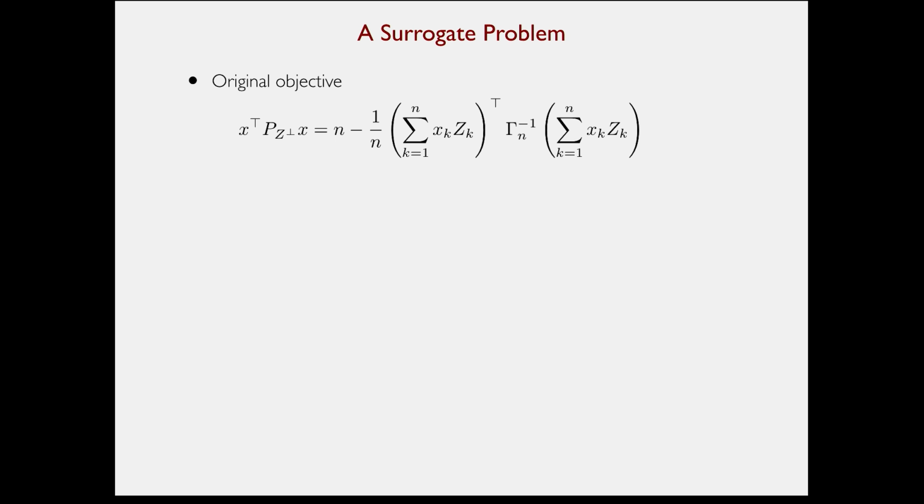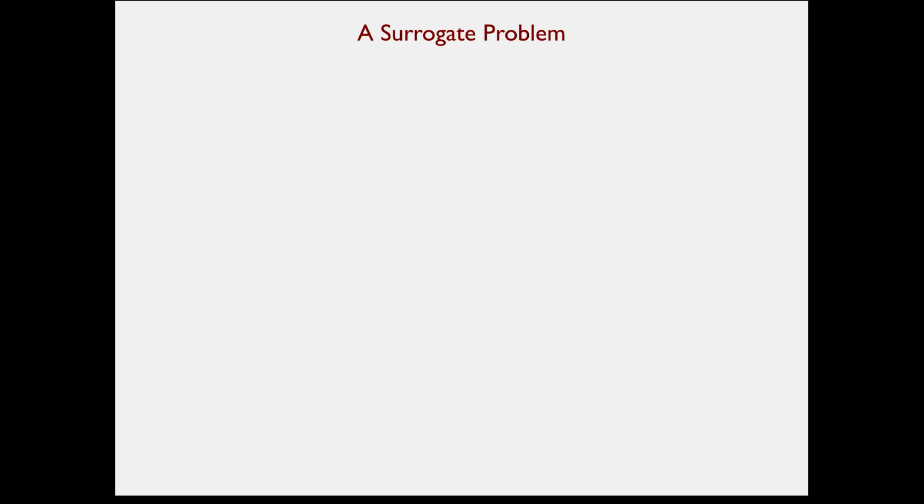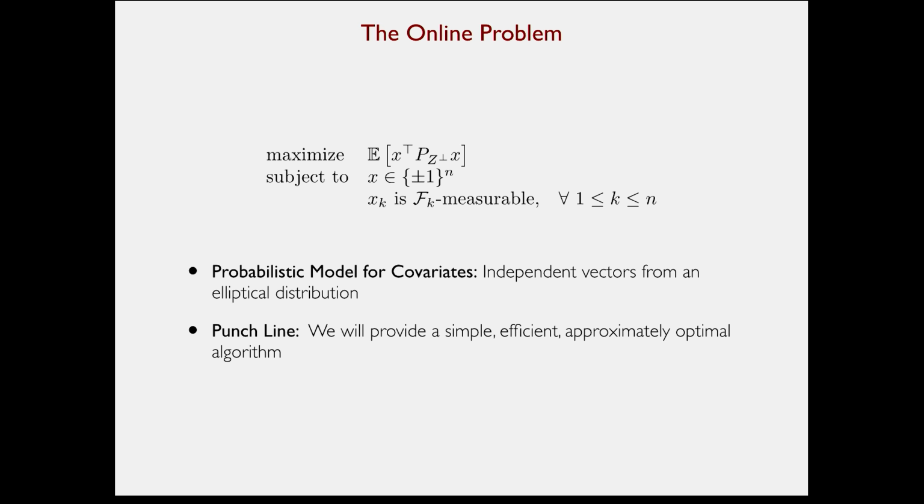So right at the get-go, this is pretty nasty looking, right? If you look at this quadratic form over here, it doesn't separate over time in a clean way. So the first step that we're going to try and make is to somehow simplify this objective. So let's actually stare at this objective for a quick second.